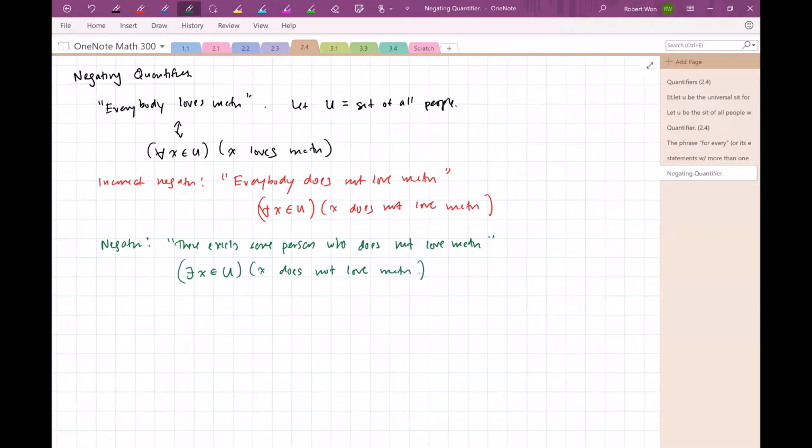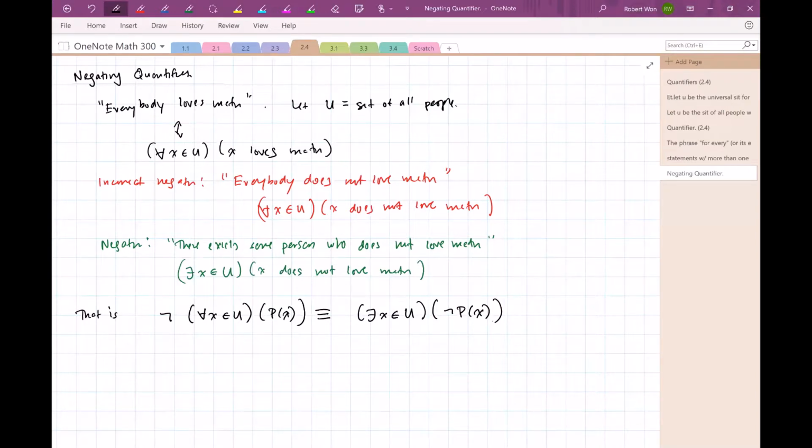So the point I'm trying to make here is that if you negate a universally quantified statement, what you get is an existentially quantified statement of the negation of the open sentence. So what do I mean by this? If you take the statement for all x in U, P of x, the negation of this is there exists an x in U such that not P of x. This is how you negate this universally quantified statement.